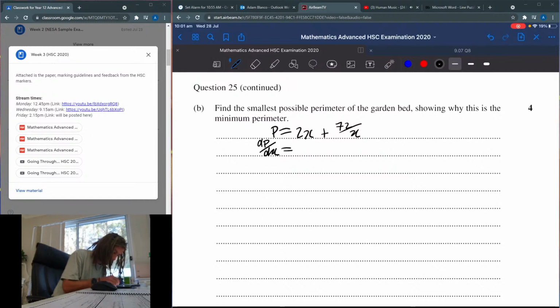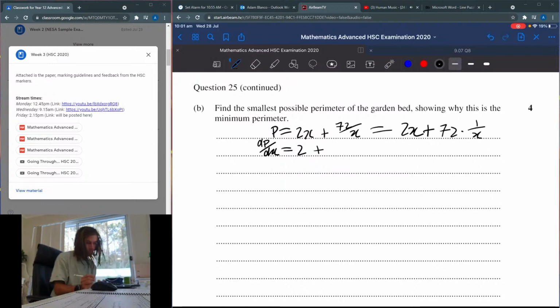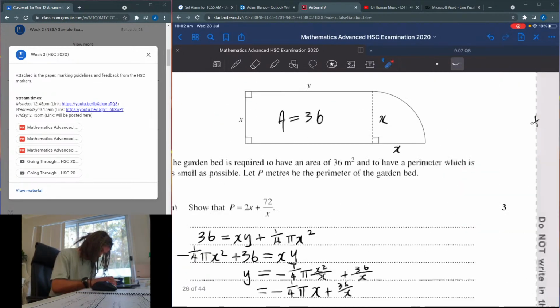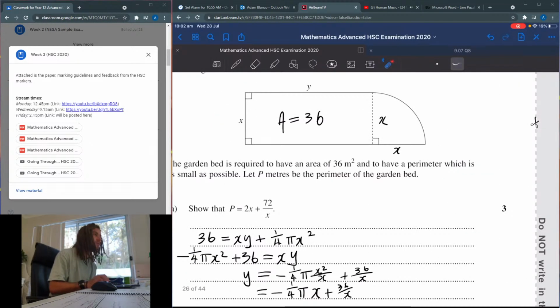So in other words, I'm just going to differentiate p with respect to x. When I do that, I get 2 plus, now let me rewrite this. I hate them written like this. So it's like 72 times 1 on x, if that makes sense. So the derivative of that is 72 ln x. Is that right? Oh, I missed a square, have I? What's going on here?